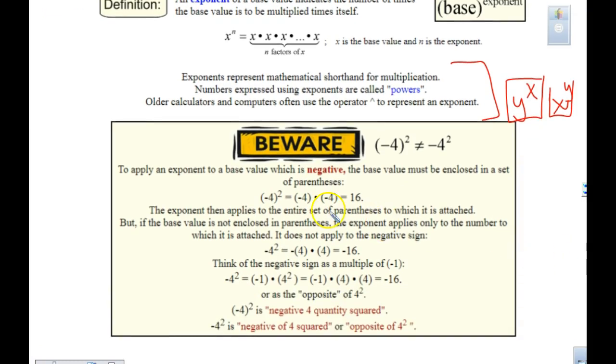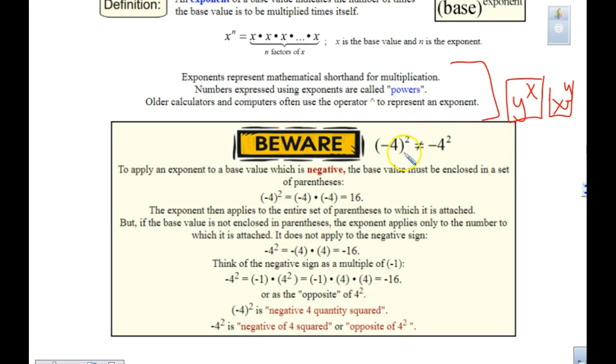Okay? To apply exponents to the entire value, including the negative, the base value must be enclosed in parentheses. This one tells us -4 times -4. By the way, if you don't remember some of the rules that we're going to go through shortly, what you can always do is think of what this exponent tells us. It tells us to do 2 of them. Negative times negative gives us positive 16.